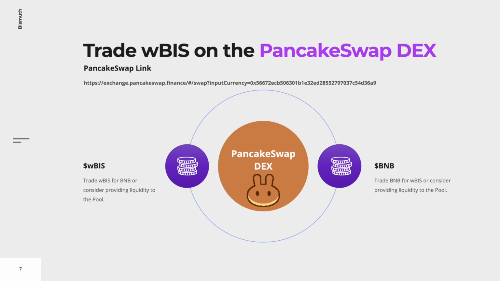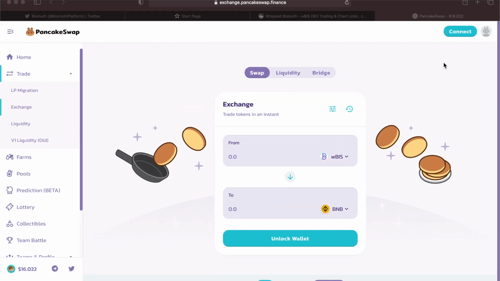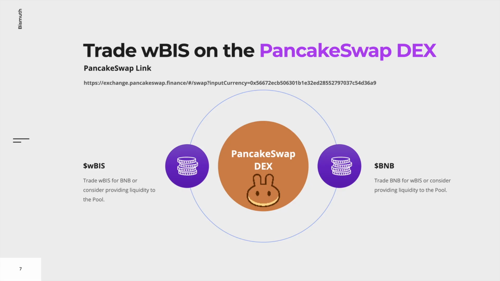PancakeSwap is a decentralized exchange for the BSC smart chain. You can trade on this exchange WBIS versus BNB. The trading fees are generally cheap on this exchange. By the way, anyone could add liquidity to the liquidity pool. Adding liquidity means that you add both trading pairs to the pool on PancakeSwap, for example, WBIS and BNB, and of course on Uniswap, for example, WBIS and ETH. Removing liquidity is the same process, it's just as easy as adding liquidity.